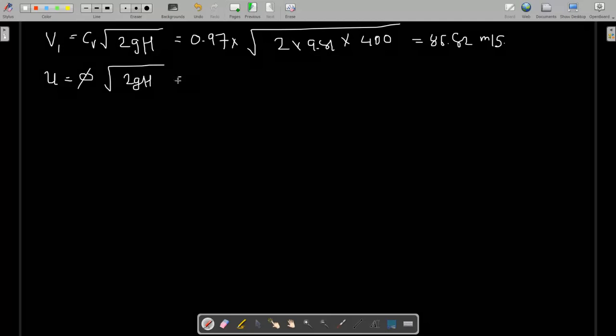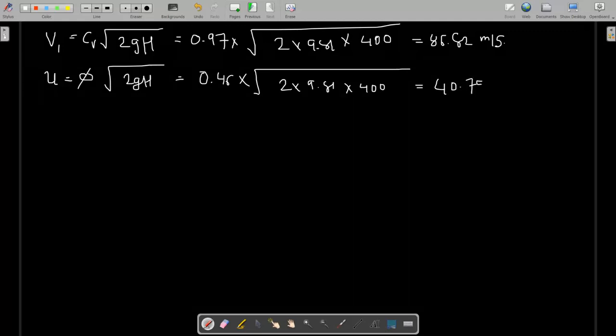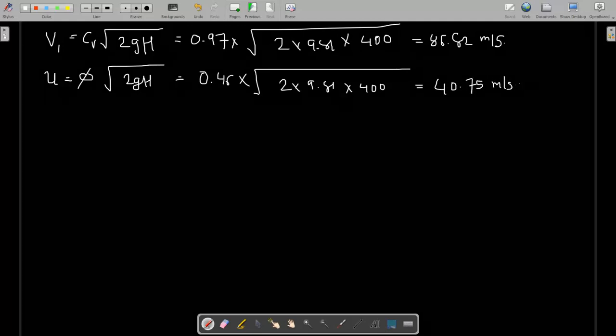All this notation and equation I have covered in the previous lectures. So if you still have any doubt about where this equation came from, and how we can easily use this equation, just go and watch that video first, in this same playlist, ESE mains question. So u is phi into under root 2 into 9.81 into 400. When you solve this, you will get 40.75 meter per second.